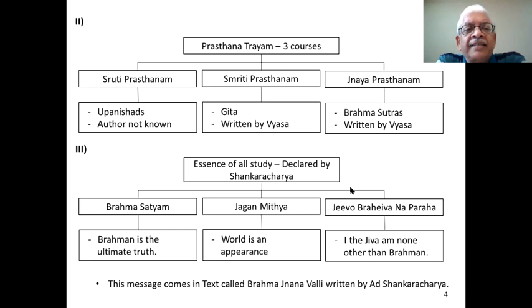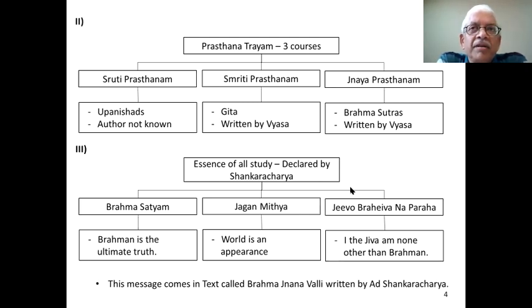In all these texts, the Bhagavad Gita is based on the Upanishad texts. Brahma Sutra is based on the Upanishads. Upanishads are, they say there were 1,180 Upanishads which were there during Shankaracharya's times.